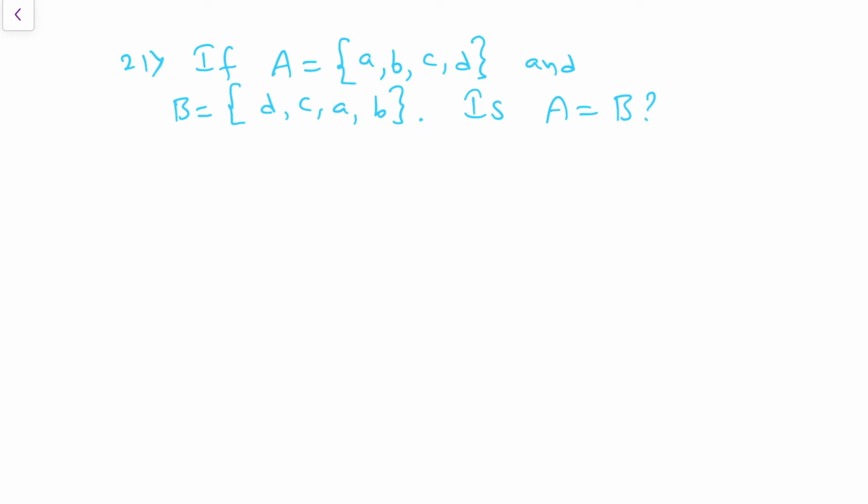If set A is equal to {a, b, c, d} and set B is equal to {d, c, a, b}, then is set A equal to set B? Equal set. So here we need to have a brief discussion about two types of sets. One is equal set and one is equivalent set. Equal set means every element of the two or more than two sets should be the same. Then those are called equal sets, otherwise not equal.